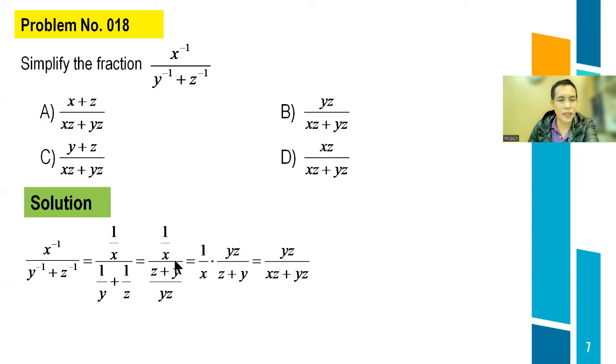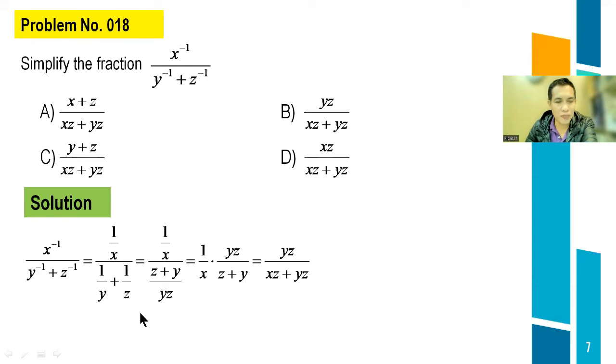Then 1 over x over, look for the LCD for y and z, which is yz. Yz divided by y, that's z. Z times 1 is z. Plus yz divided by z, that's y. Y times 1 is equal to y. Okay? This is equal to 1 over x times the reciprocal of the denominator. Your denominator is z plus y over yz.